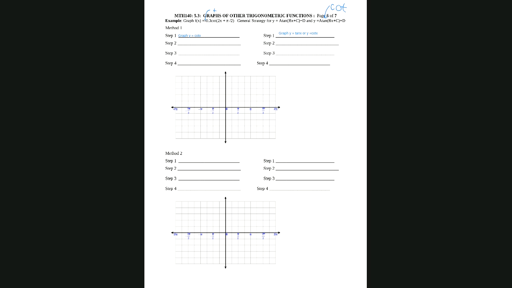It's a little bit hard to graph using the computer, but it kind of looks something like this, and it's got an asymptote at 0 and an asymptote at pi. So here's our graph of y equals cotangent of x. I'm going to move the cat out of my way.